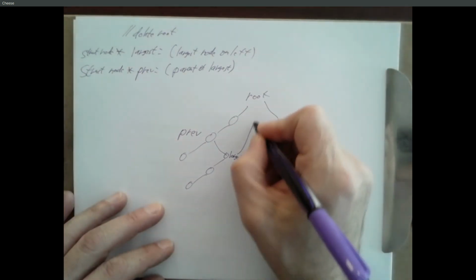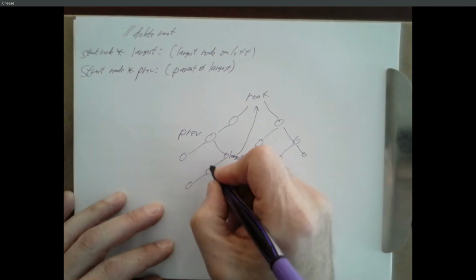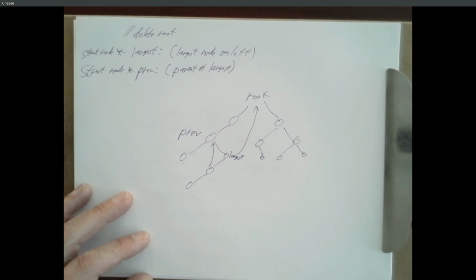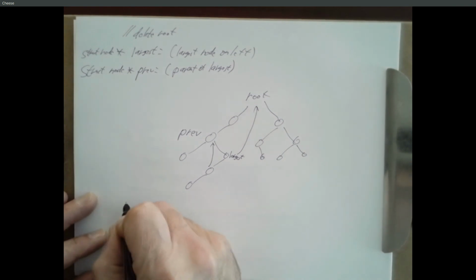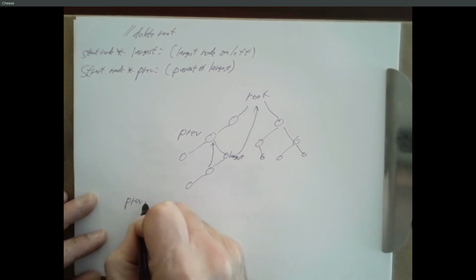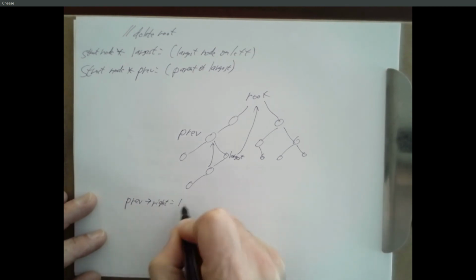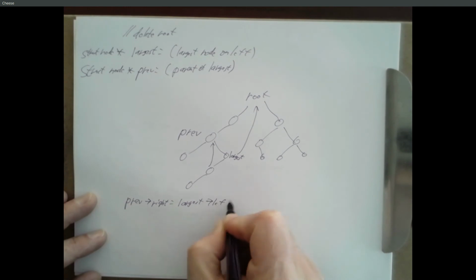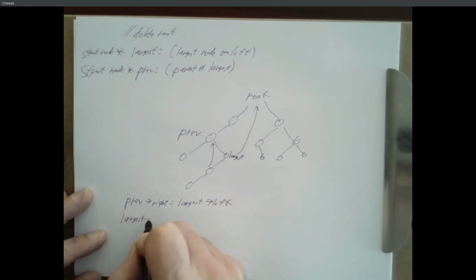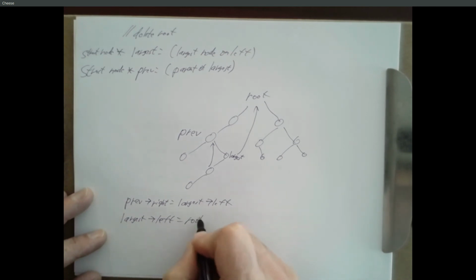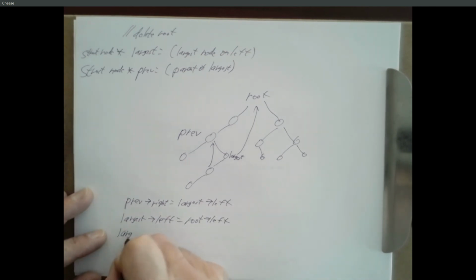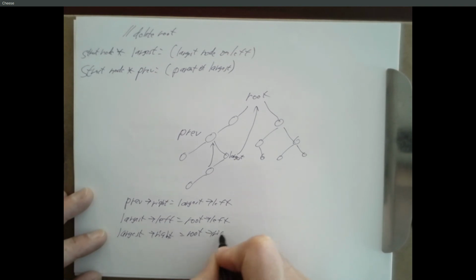We want to take largest and move that up to the root, and we want to take largest's left child and move that to be the right child of previous. And it's just like it would sound in words. Previous right equals largest left. Largest left equals root left. Largest right equals root right. And free your root. And then return the new root of the tree, which is largest.